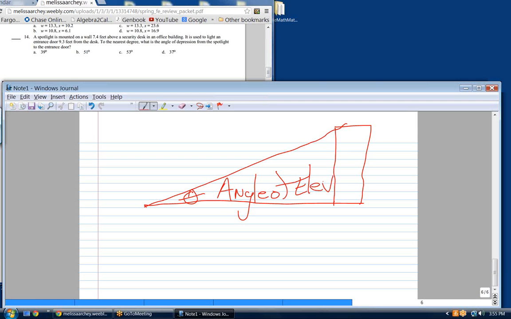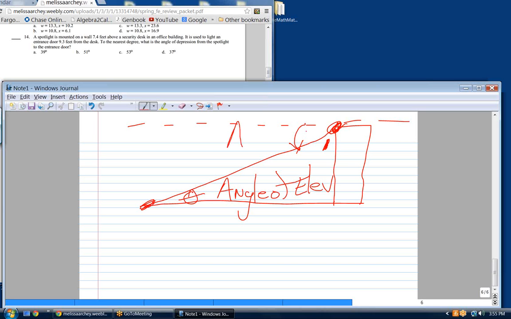Notice that it's the angle made with the horizontal. This is not the angle of depression. The angle of depression is, you have to make another horizontal, and this would be the angle of depression if you were standing on top of the building surveying down at something.